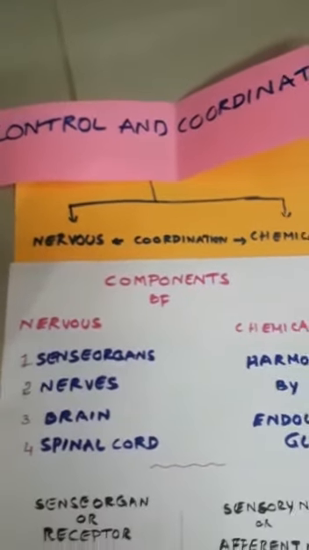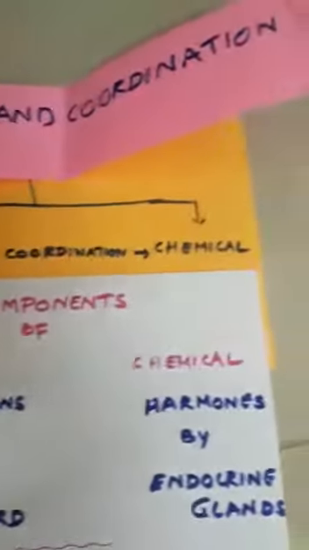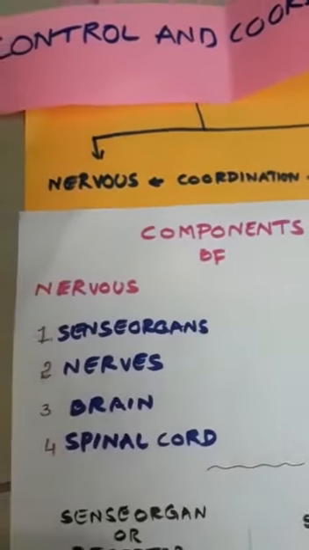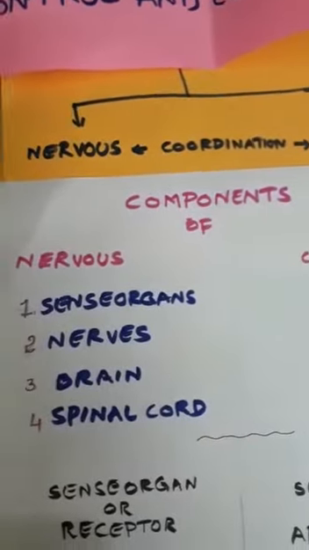Welcome to the third day of Control and Coordination. We discussed the basic types of coordination, that is nervous as well as chemical. And we also discussed the components of nervous coordination. They are sense organs, nerves, brain and spinal cord.